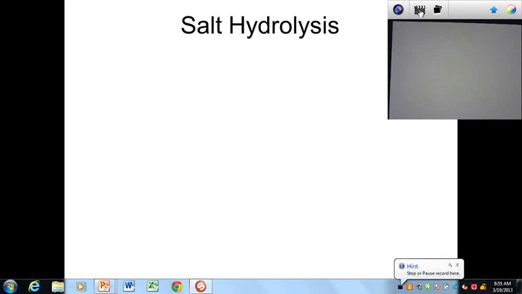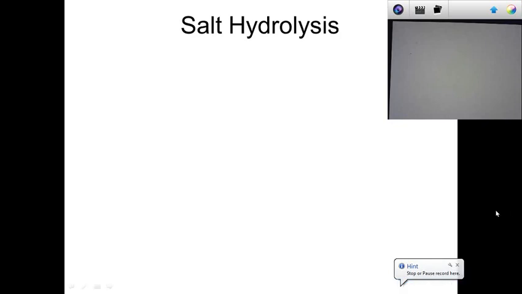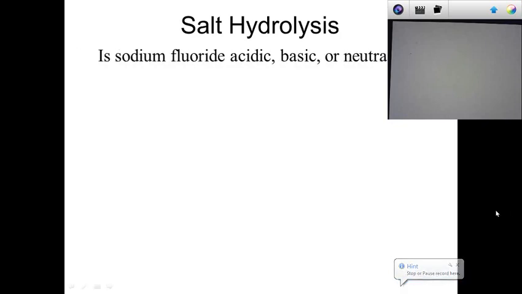One of the more difficult parts of pH chemistry is salt hydrolysis. What we can tell is you want to determine if a salt is acidic, basic, or neutral. So let's look at the example of sodium fluoride. Sodium comes from the strong base, sodium hydroxide. Fluoride comes from the weak acid, hydrofluoric acid.